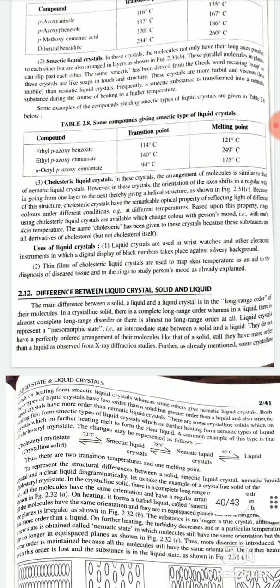Now next topic is the difference between liquid crystal, solid and liquid. The main difference between a solid, a liquid and a liquid crystal is in the long range order of their molecules. In a crystalline solid, there is a complete long range order, whereas in a liquid, there is almost complete long range disorder, or almost no long range order at all. Liquid crystal represents a mesomorphic state, that is, an intermediate state between a solid and a liquid. They do not have a perfectly ordered arrangement of their molecules like that of a solid, still, they have more order than a liquid as observed from X-ray diffraction studies.